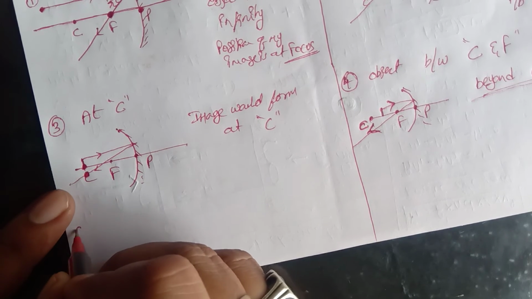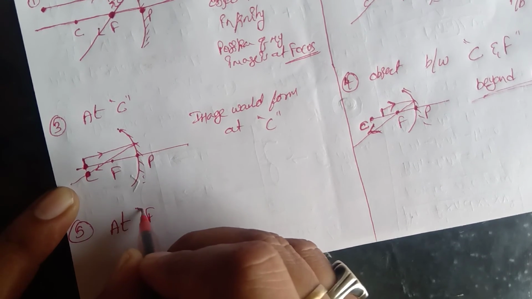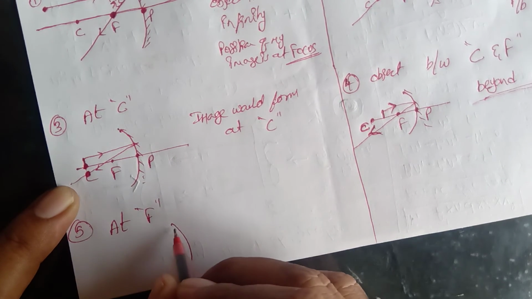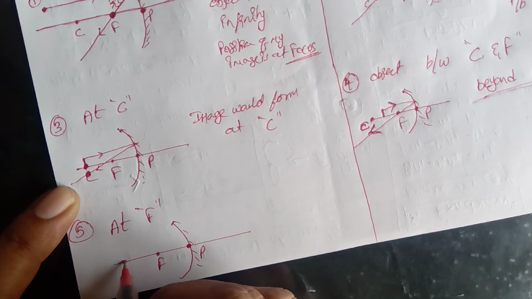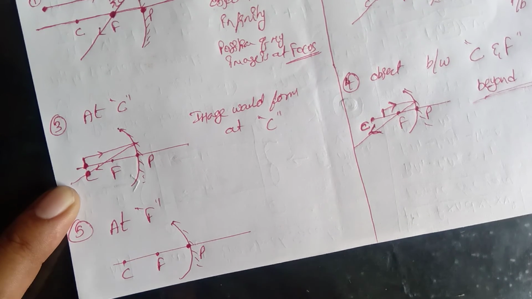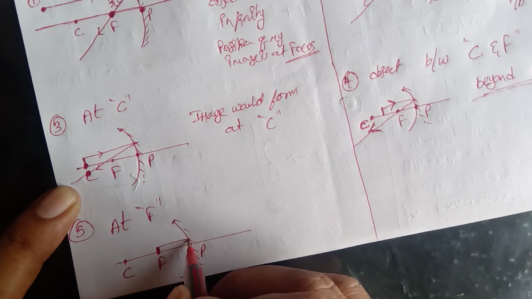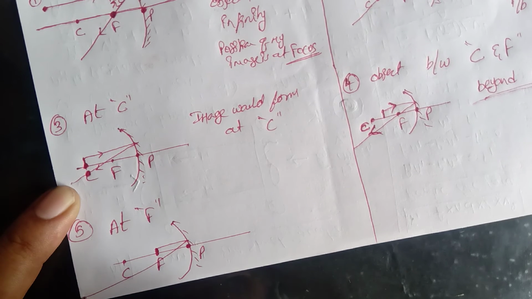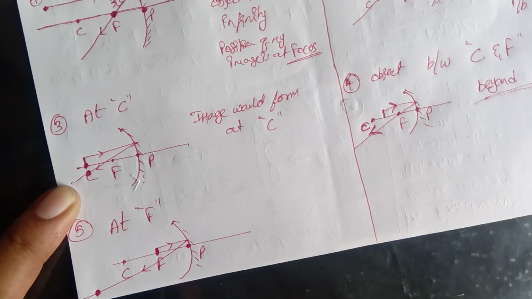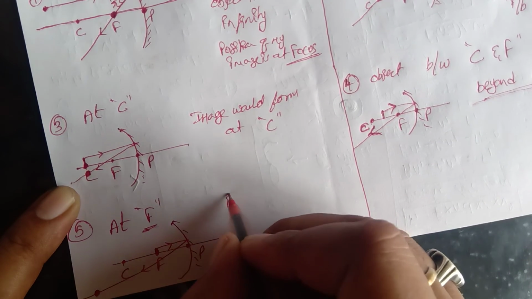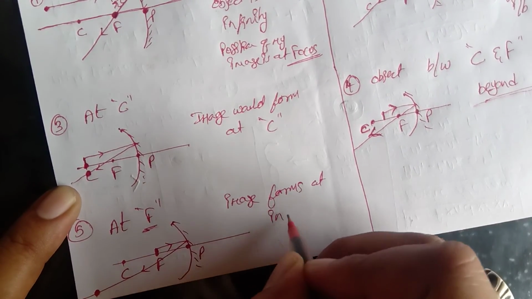Here, the fifth case. Now when my object is at F. So if this is my concave mirror, this is my pole, this is my focus F, this is my center of curvature C. When the object is at F, then go to the first case. Then my image would form somewhere at infinity. So at F, my image forms at infinity.